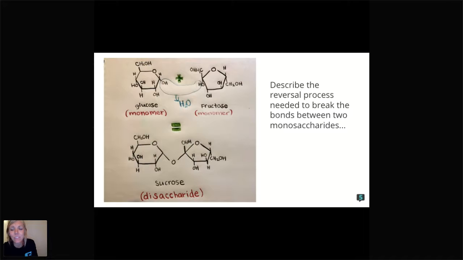Good. Yeah, so the reversal of dehydration synthesis is going to be hydrolysis, right? We can break that word up into hydro and lysis. Lysis meaning to cut or break. Hydro meaning water, right? So that means a water molecule is coming in here, right over here, and we're going to break that bond. And so we'll end up forming our two individual monomers again.